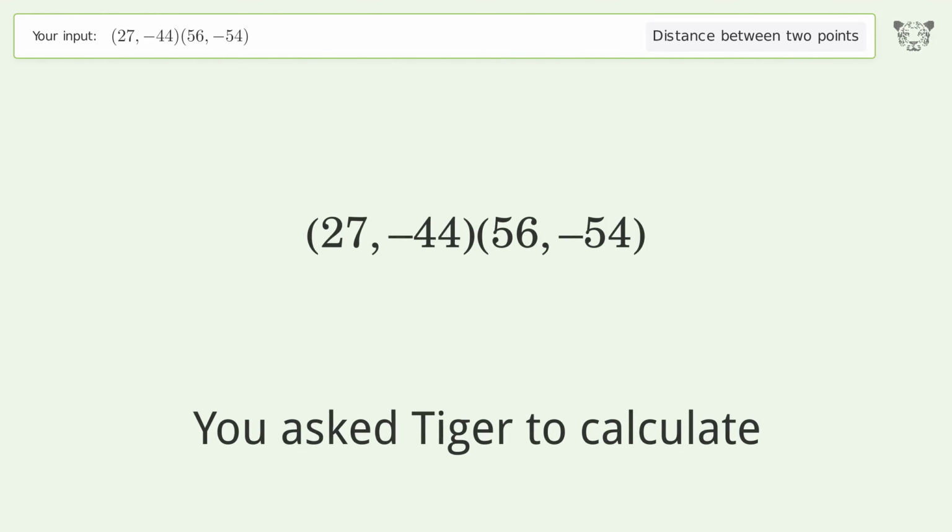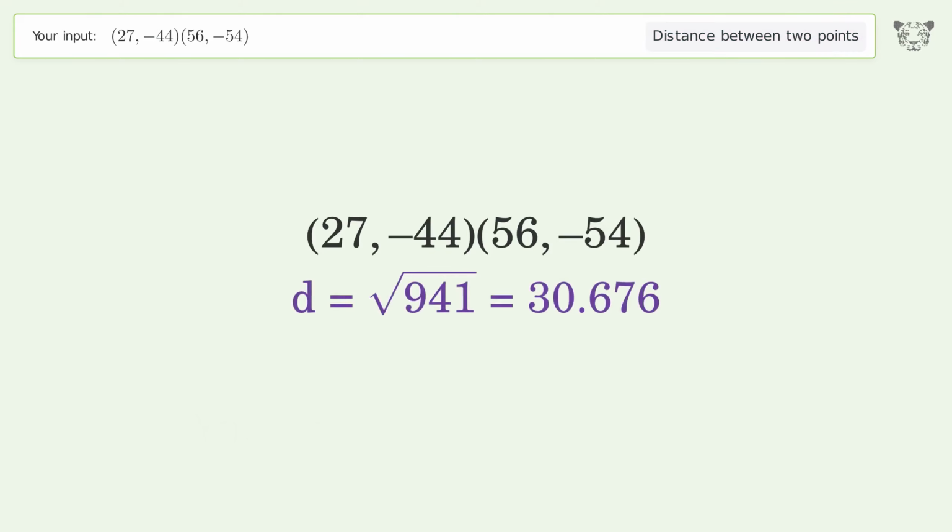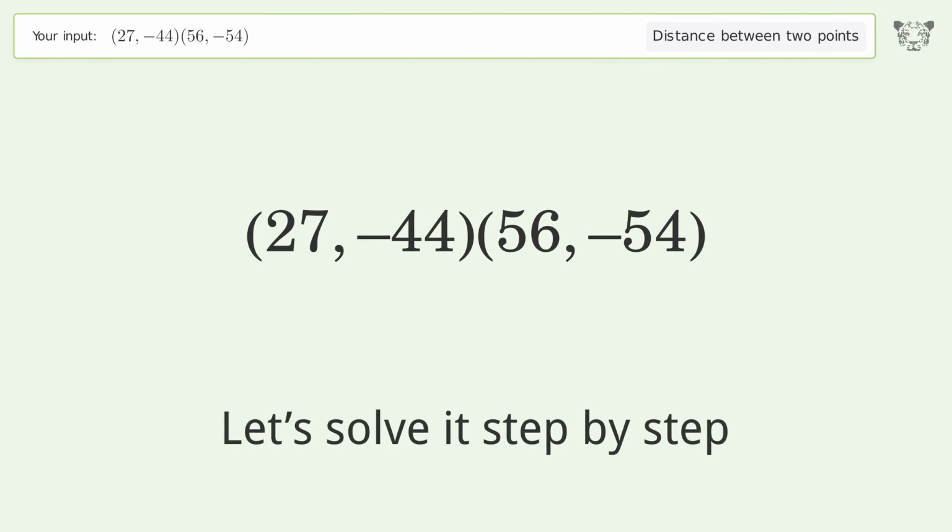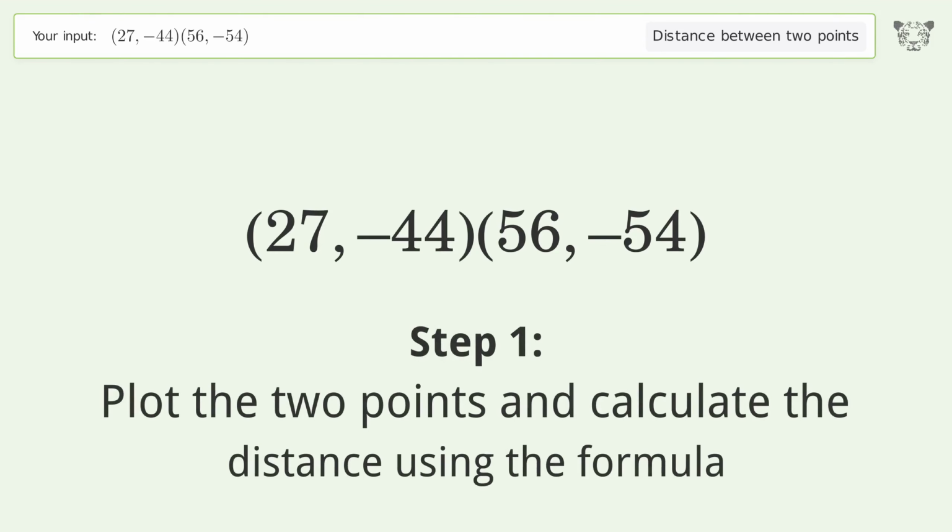You ask Tiger to calculate. This deals with the distance between 2 points. The distance between the 2 points is the square root of 941, or 30.676. Let's solve it step by step. Plot the 2 points and calculate the distance using the formula.